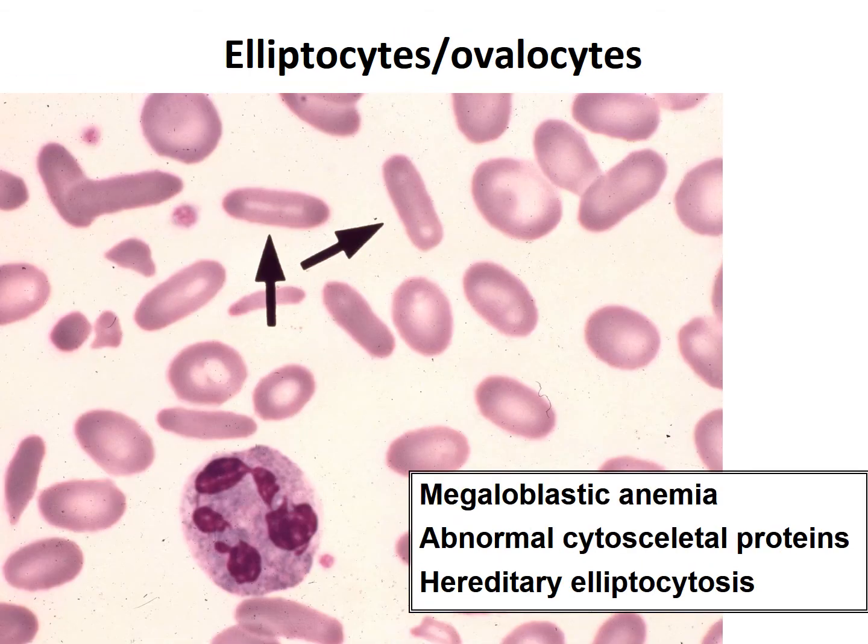Another one: these elliptocytes or ovalocytes can occur, for example, in megaloblastic anemia, as you see here. Another very typical sign of megaloblastic anemia in the periphery is hypersegmented neutrophils. If the segment number is more than 4, that means hypersegmentation, and that can be a sign of megaloblastic anemia. But when we have an abnormal cytoskeleton, or hereditary elliptocytosis, what will be the consequence? Again, increased hemolysis.